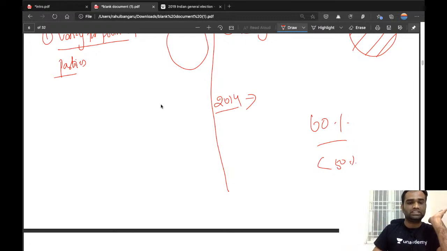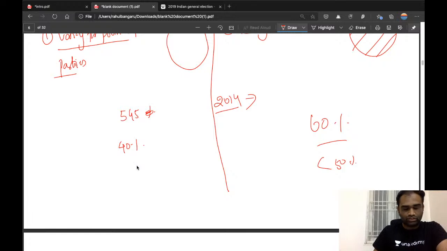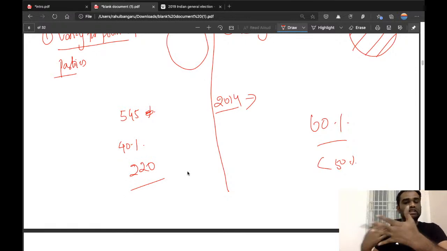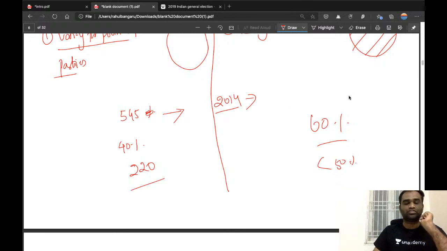But if there is a list system, what will happen? Out of 545 seats, BJP will get only 40% of the votes. So how much is that? It will be around 54 into 4. BJP will get only 220 seats, not 303 seats. So that's how list system will work. In list system, each political party will get seats in proportion to their vote share. But in first past the post system, a political party will get seats based on their turnout.